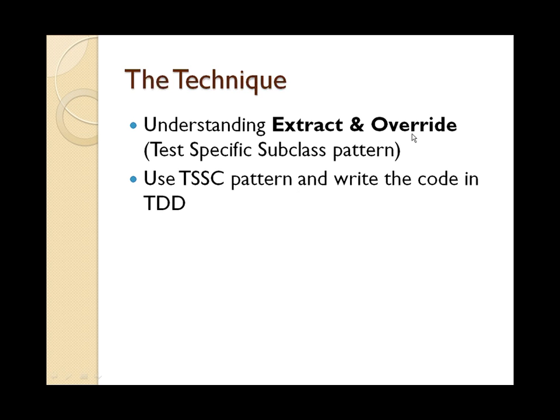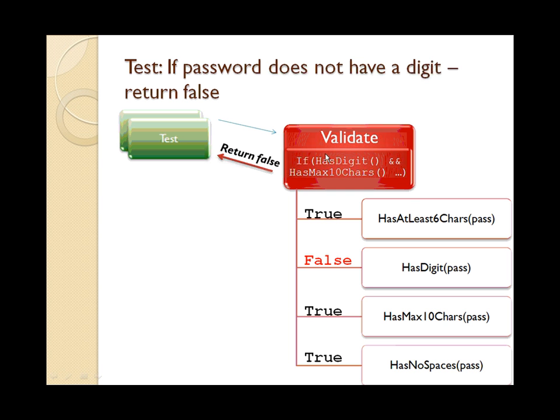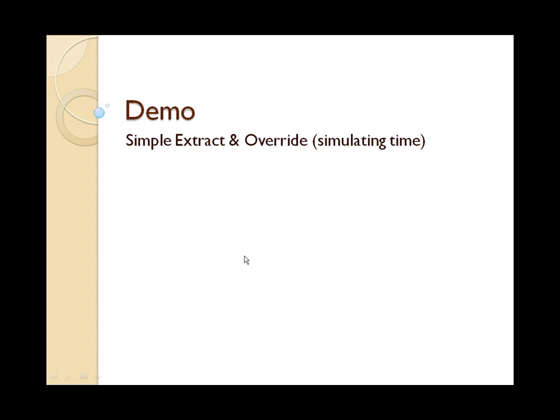So the technique is called extract and override. If you're interested in learning more, there's a great book called Working Effectively with Legacy Code by Michael Feathers, and there he explains this. But this is also called the Test Specific Subclass pattern if you read the xUnit Test Patterns book, which just came out. So the technique basically says that we're going to create a subclass of the class under test, and then override each of these functions and return whatever values we want. So let's see a demo of that and then continue.